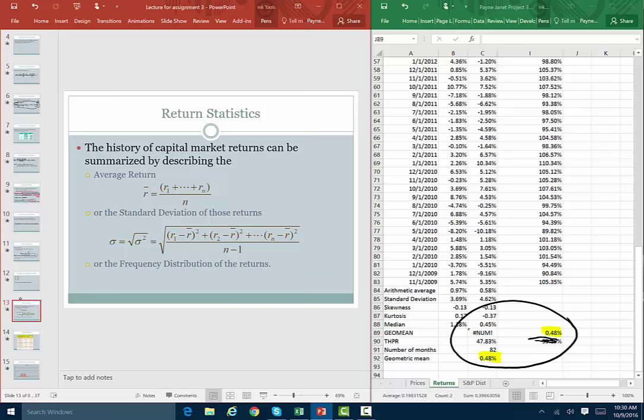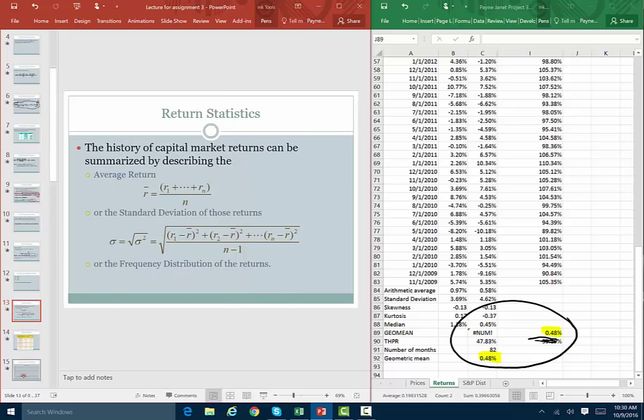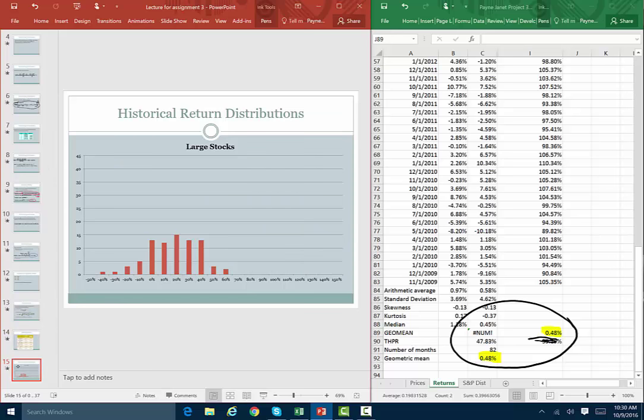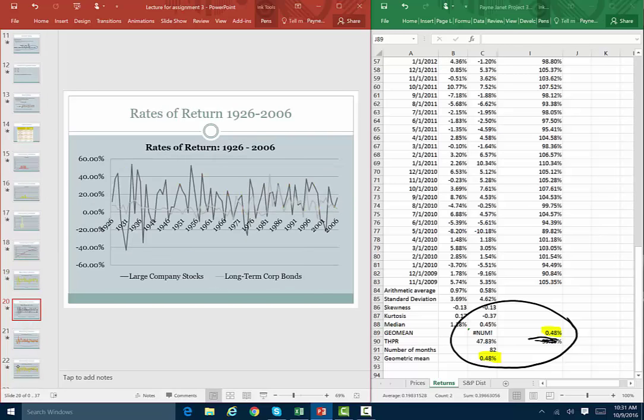Okay? Average returns, standard deviation of returns, historical returns, and we talked about these things in class. And these are just those distributions that I was showing you, where what we mean is mean and standard deviation.